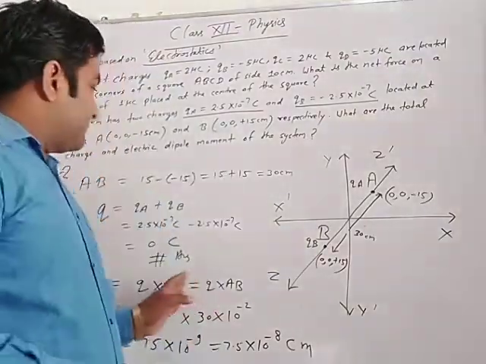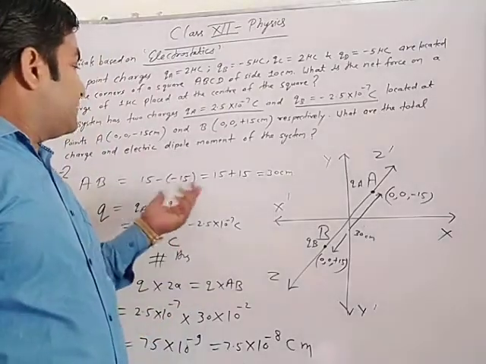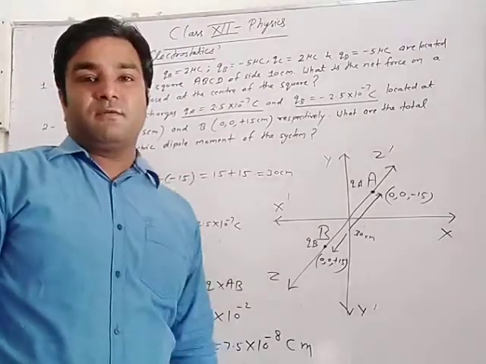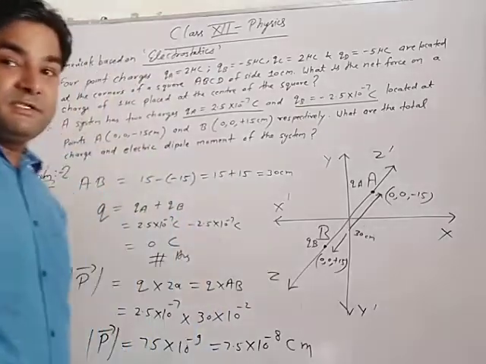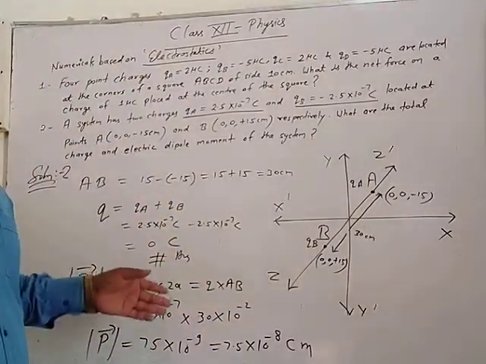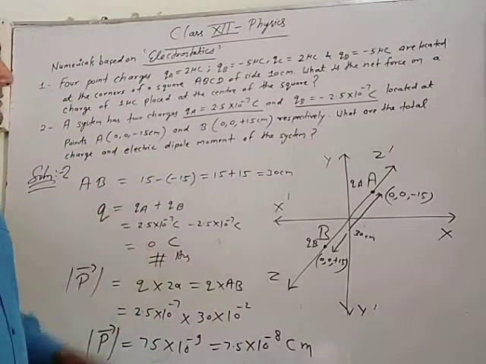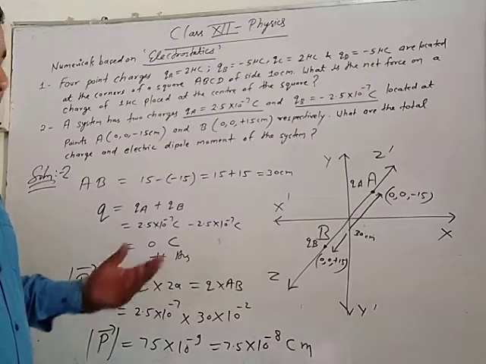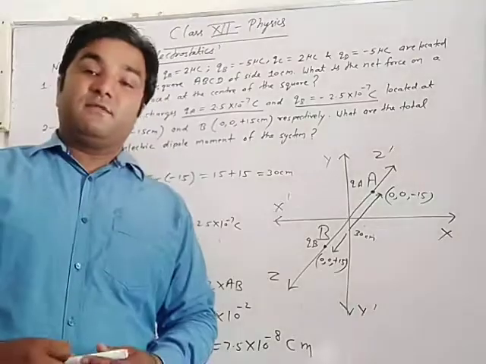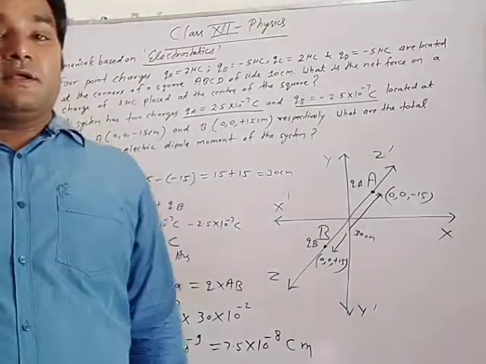So the solution of this one is very easy. Whenever the diagram concept is clear, you can solve any numerical in a simple way. If there is any confusion anywhere, you can ask, but try to solve the remaining problems. If there is any confusion, then you can ask.